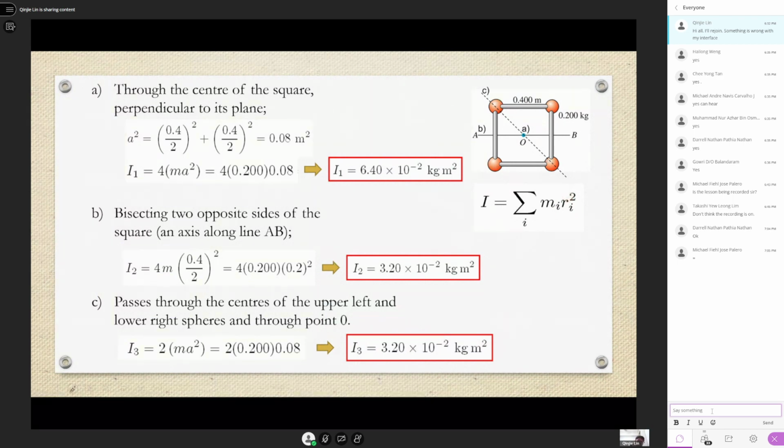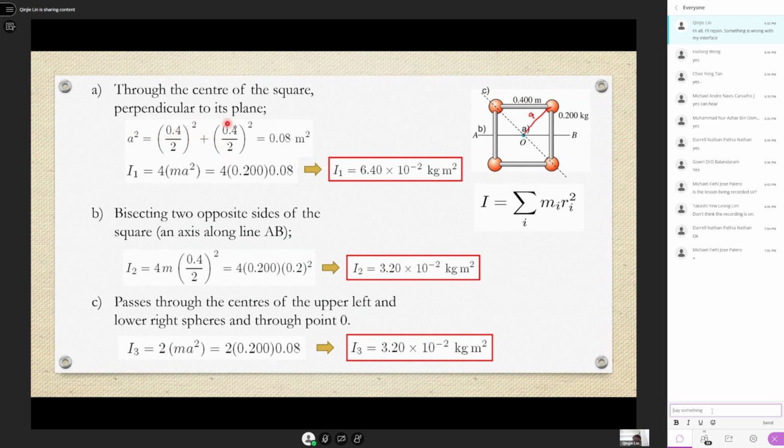So for part A, this is our r. In this solution, they don't write it as r, they write it as a. It's up to you how to label it. So this a is our r. How to find a? Basically, it's our Pythagoras theorem. This side is 0.4, half of it is 0.2. That's one side of the triangle. So 0.4 divided by 2 is 0.2.